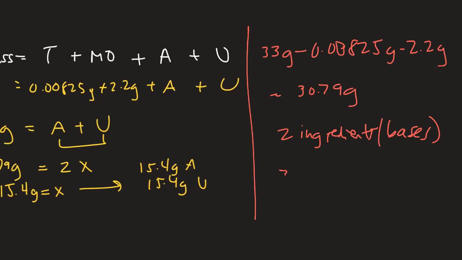So 30.79 divided by 2 for each base gives you 15.4 grams of each base.